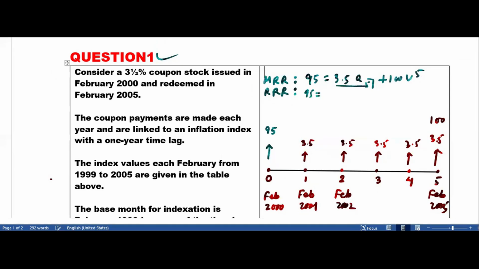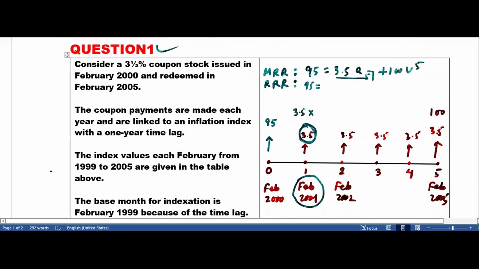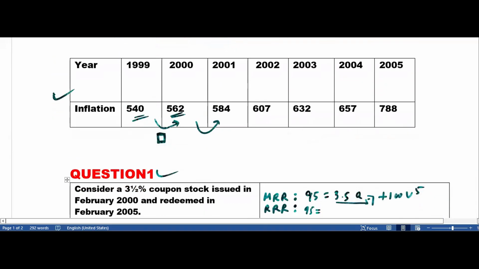Instead of writing an annuity here, 5 terms are here, and we have to find the present value of the 5 terms separately. So what is the real value of this? 3.5 multiplied by 540 upon 562. Why are you diverting your mind? You need to concentrate on where you purchased and where you are getting your coupon payment. Those 2 points you need to compare. If tomorrow I add 1998, you will start using 1998.